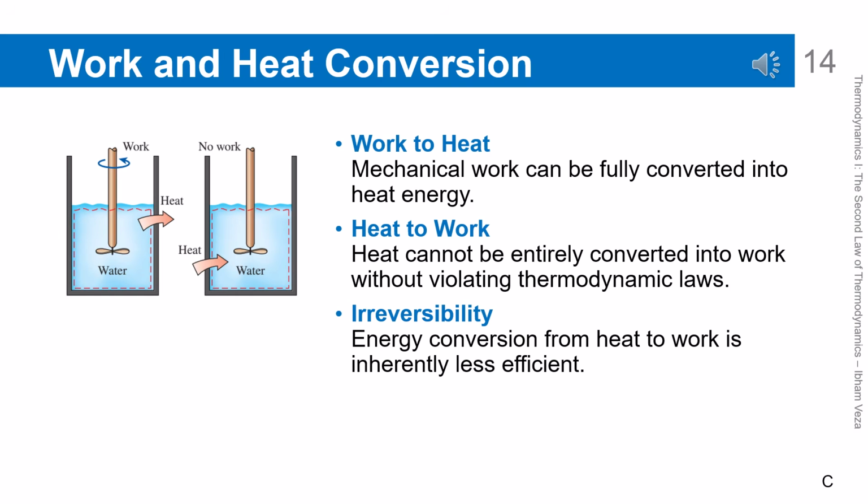Work and heat conversion. Mechanical work can be fully converted into heat, such as in friction or braking. However, heat can never be fully converted into work. There is always some heat that must be rejected to the surroundings. This is the core limitation imposed by the second law on heat engines. That is why 100% efficiency is physically impossible.